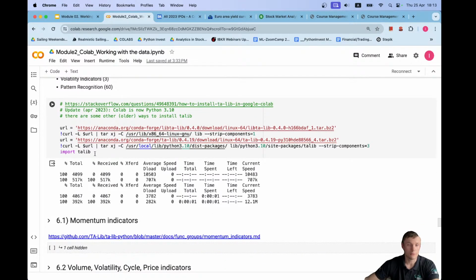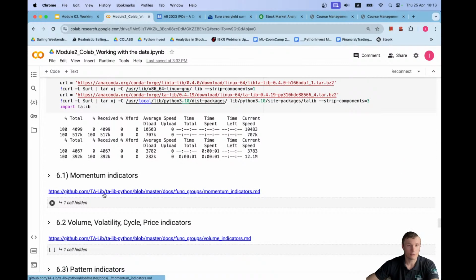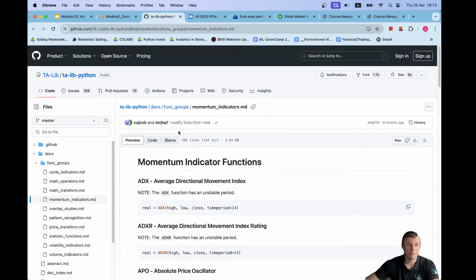So your goal is to import TA-Lib. There is a GitHub project, and there you can see many indicators defined, and you can get these indicators by calling TA-Lib functions. In this case, we have ADX, average directional movement index, and you call the ADX function and send data on high, low, close stats for one ticker, and you will get daily results on this ADX indicator.